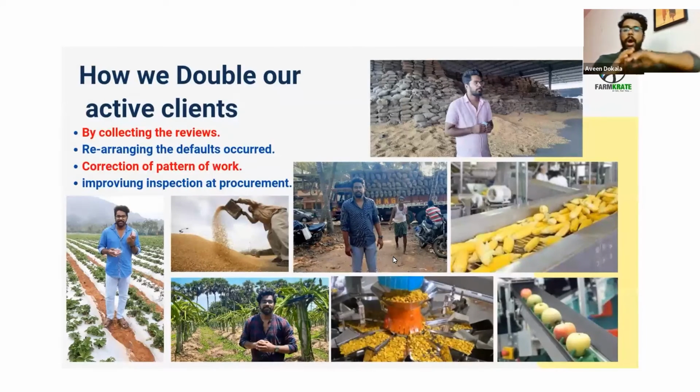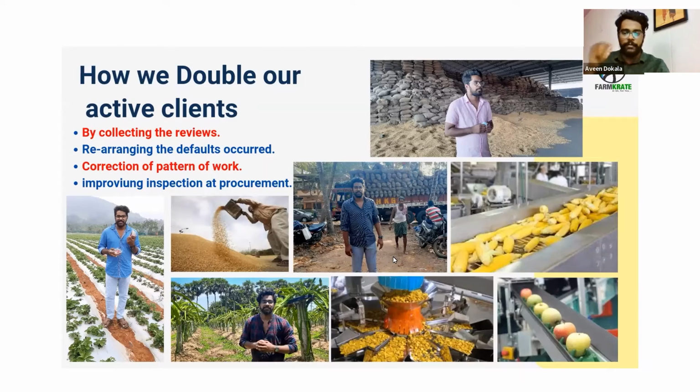So how we create data means how we double our clients. We go to the farmers first. We take the available procurement goods, or we take the harvest dates from the farmers, and then go to the merchants or to the business people. We ask the requirements, and connect the farmer from his place to the merchants directly without any middle person.